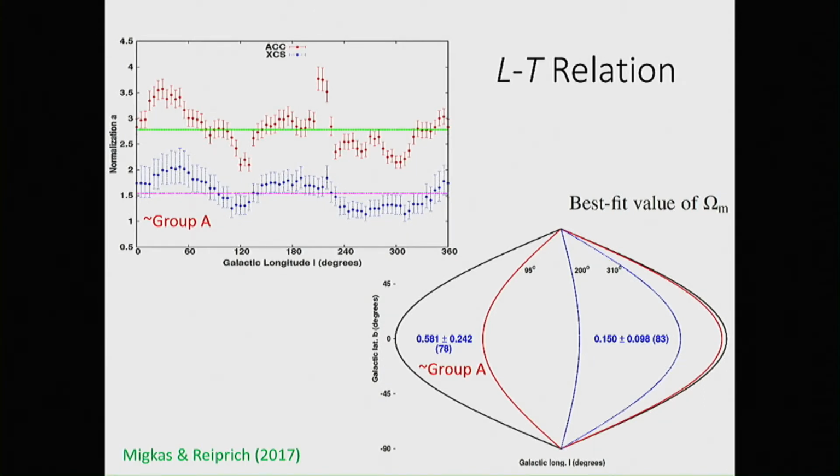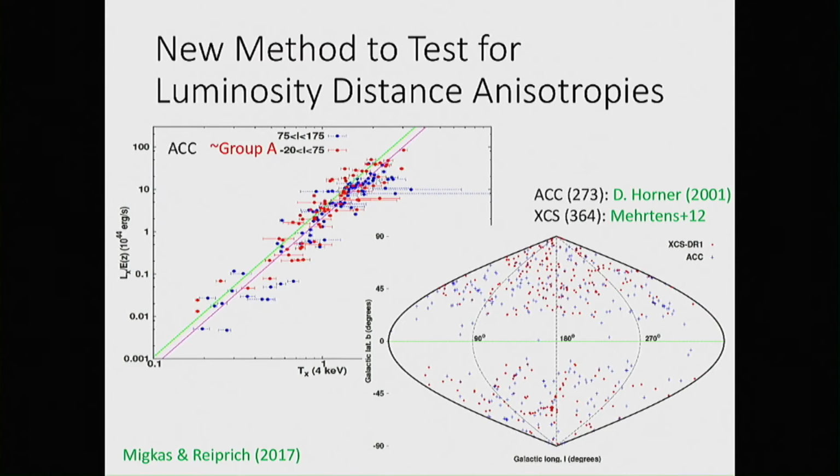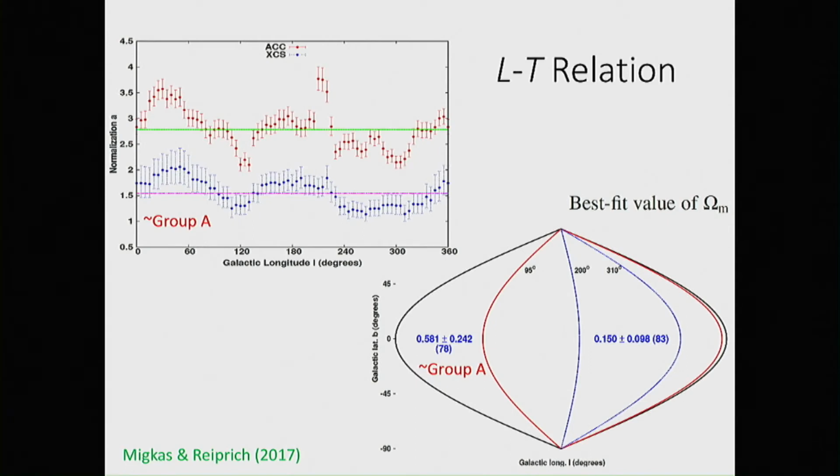Okay, so what's the result? We quantify the result in terms of the normalization of the luminosity-temperature relation, normalization in the luminosity direction, and then show it as a function of galactic longitude. So we have this stripe, and only use those clusters in that longitude range to determine that normalization, and that's the result for the ASCA sample. This sharp jump here is caused by just one outlier.